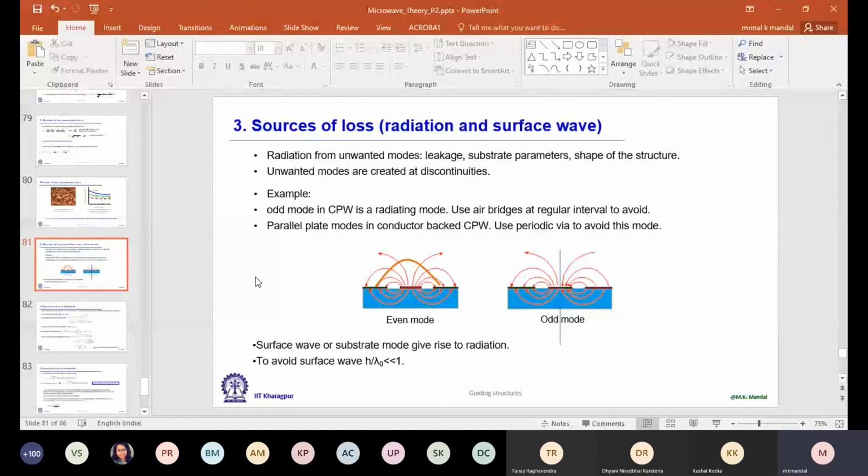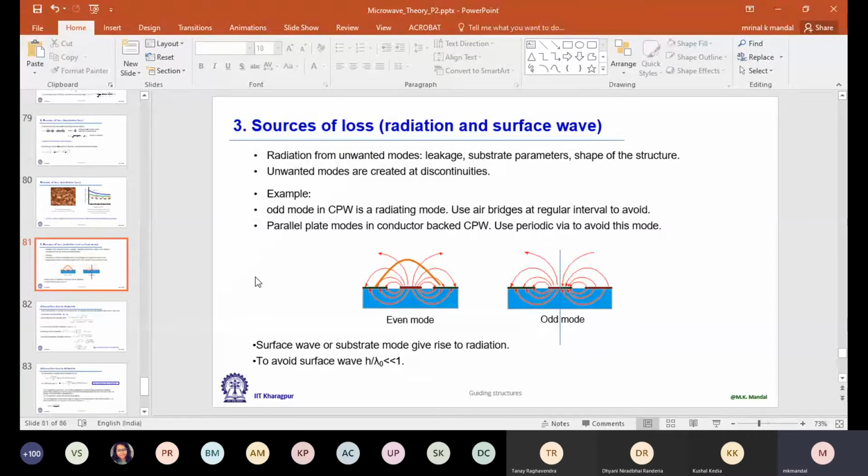Then if I keep on reducing the substrate thickness for a microstrip line like structure, then actually you are increasing dielectric loss and conductor loss. So there should be some optimum substrate thickness. Well, so typically the thumb rule we use is that h by lambda naught should be much less than 1.